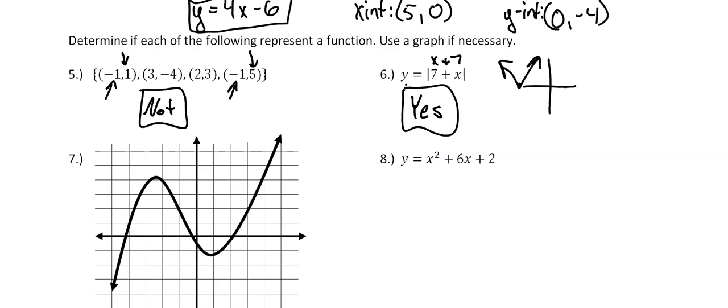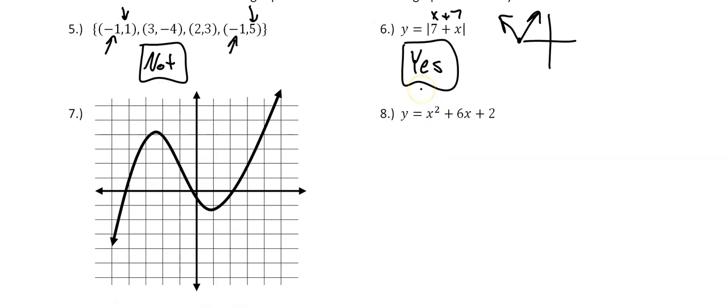Next one, same kind of thing. We take a vertical line and drag it over the function, and really we're seeing if the vertical line touches one point at a time. So if we envision a vertical line being dragged across, there's no place where it touches more than one point, so this one is a function.